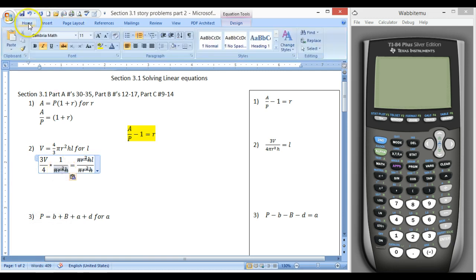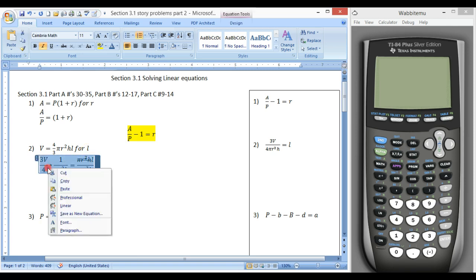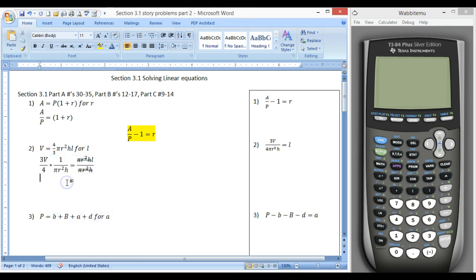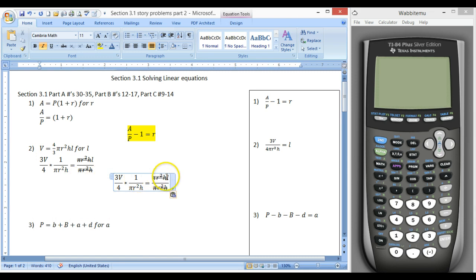There we go, and I'm going to unstrike that through because that one hasn't canceled out with anything. So on the right hand side, I am left with just L. So I'm just going to delete all that and put L.